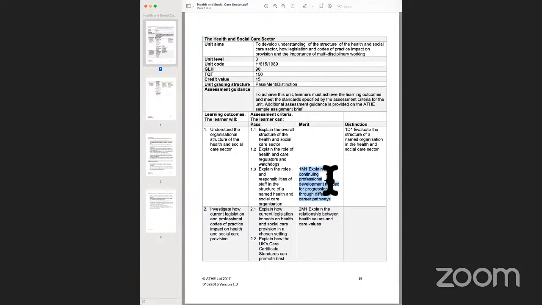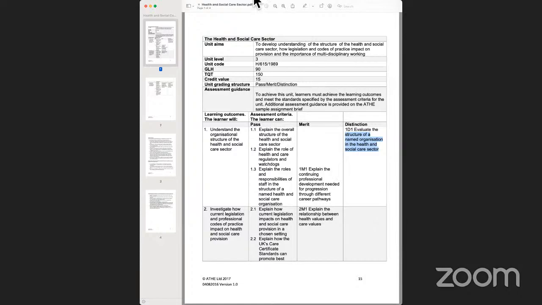So we look at a template of CPD, which is career professional development. And then we will also look at the various ways in which we can create or study the structure of the organization, which is again a named organization, and that would help us in covering the distinction criteria.